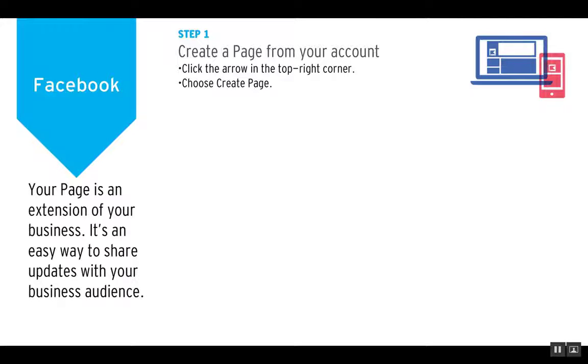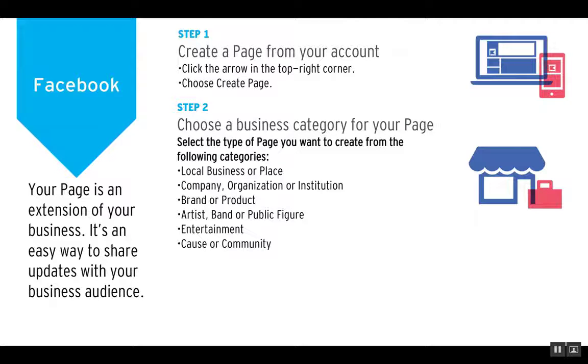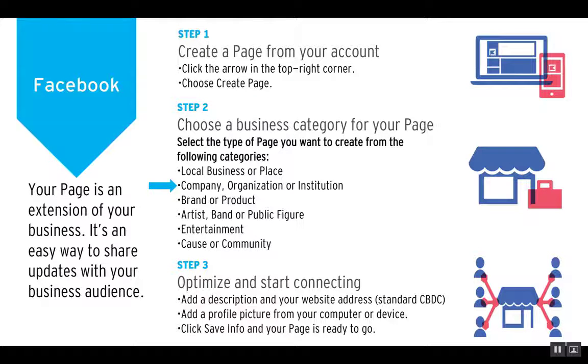You really need to have the account first, and then you go into Facebook. So if you're not on Facebook and you need to have a Facebook page for business, you need to set up an account. Then Facebook wants to know where to place you in what category. And it gives you all types of options that you can select. So in your case, I would select company, organization, or institution. Then you want to optimize. This is where you can start connecting.